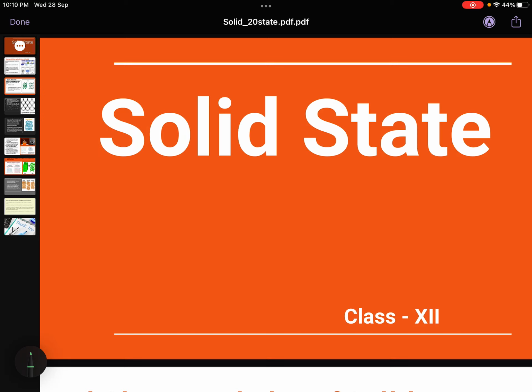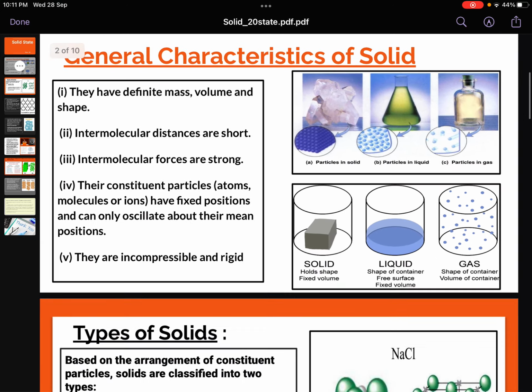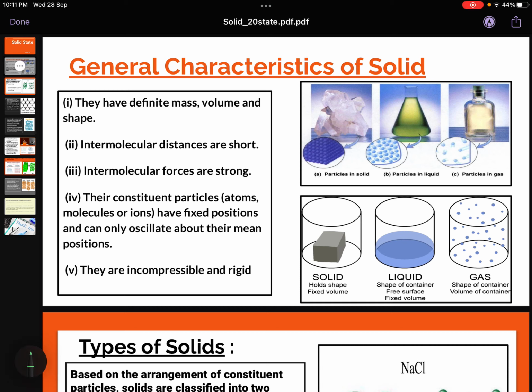Hello students, so today we are going to study about solid state, okay? So you all must be aware about the three states of matter, which are the solid state, the liquid state and the gaseous state. And today we are going to talk about the solid state, okay? So let's look at our first slide. We are going to talk about the general characteristics of solids.